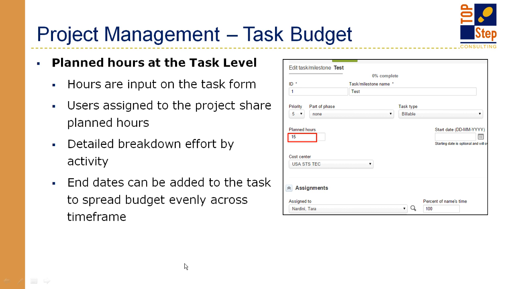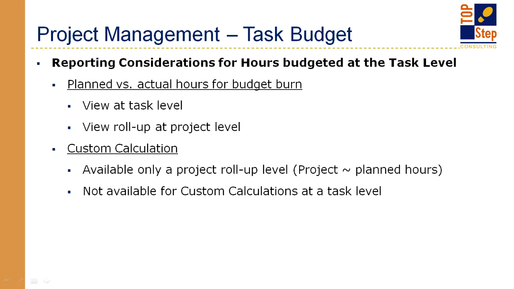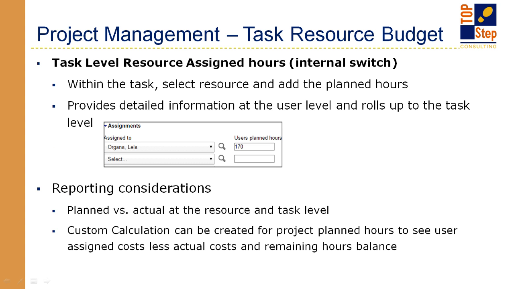Next is the reporting considerations for this. So keep in mind, you're really going to report at a task level when you look at this. You can do some custom calculations to look at those project planned hours, and it can roll up, obviously, to that project level. But that's the most granular you really are going to get. If you want more granular information, the next step down would be this task resource level.